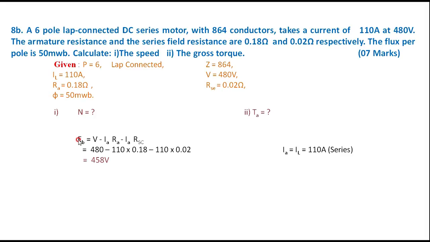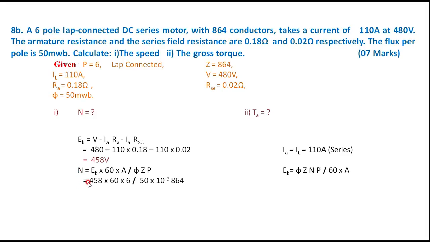Once we know the back EMF, then you can find out the speed by the equation EB is equal to phi Z N P by 60 into A. Therefore, from that you are finding out N. Because EB is equal to phi Z N P by 60 into A, from that I have to find the value of N, transferring 60 into A to this side and phi Z P in the denominator on the other side. Therefore, I am establishing the relation for the speed here.